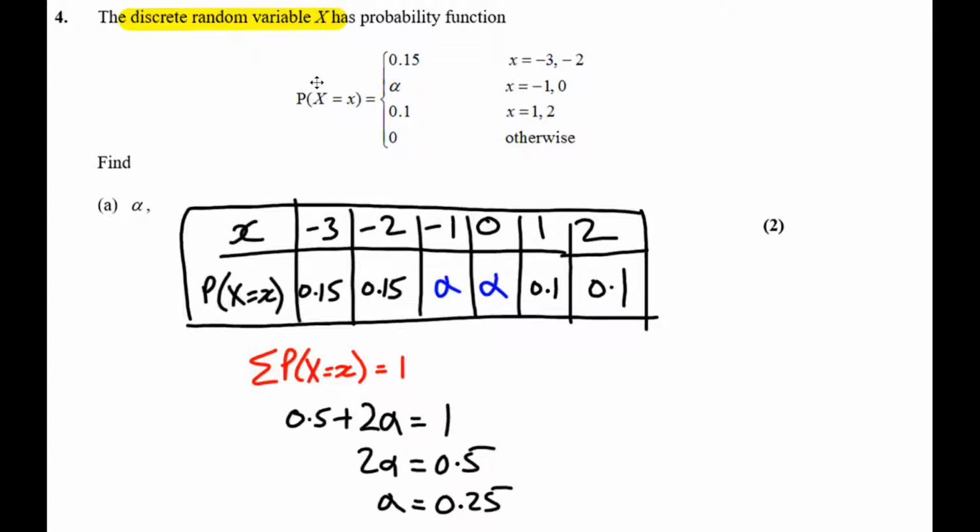So let's put those probabilities in. And there's the complete discrete random variable, and we found alpha. Moving on to the next part of the question.